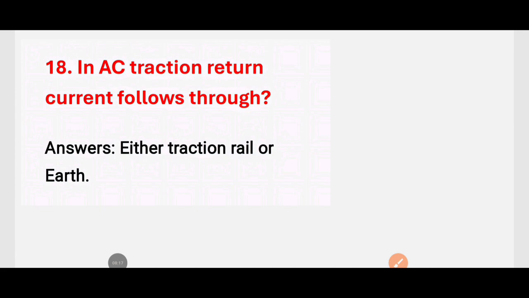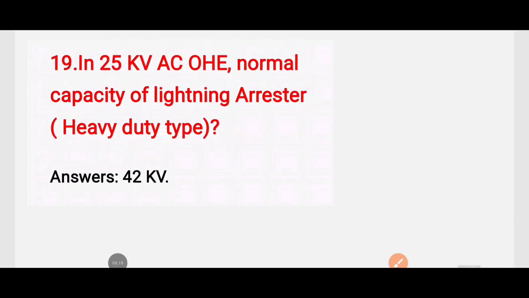Next, in 25 kV AC OHE, what is the normal capacity of lightning arrestor? For heavy duty, lightning arrestor capacity is normally 42 kV.